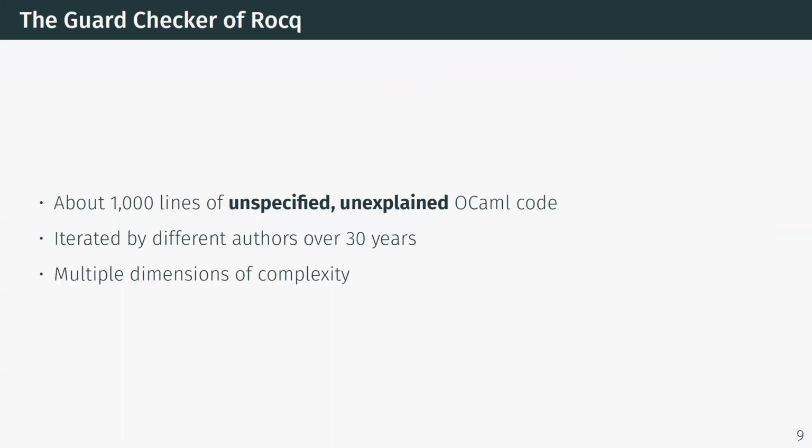It's about 1,000 lines where, for the sub-procedures, no one really knows how they work. Iterated by many different authors over 30 years. We have one in the room at the back. And it has multiple dimensions of complexity, which you will see later.